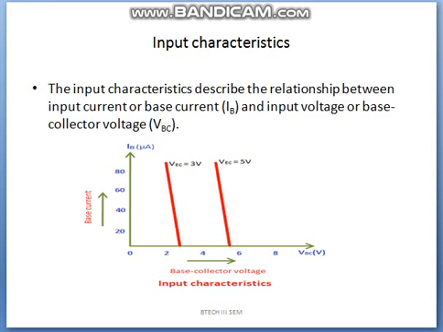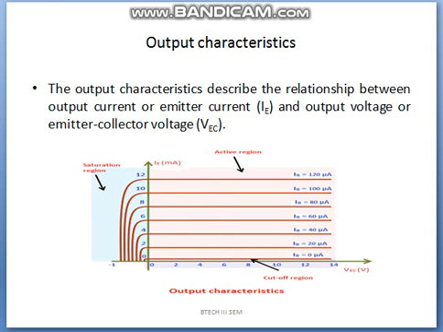Now we discuss the input characteristics of common collector configuration. The characteristics plot between base current and base collector voltage at constant collector emitter voltage. Now we discuss the output characteristics of common collector configuration. In this, the characteristics are plotted between emitter current and collector emitter voltage at constant base current.